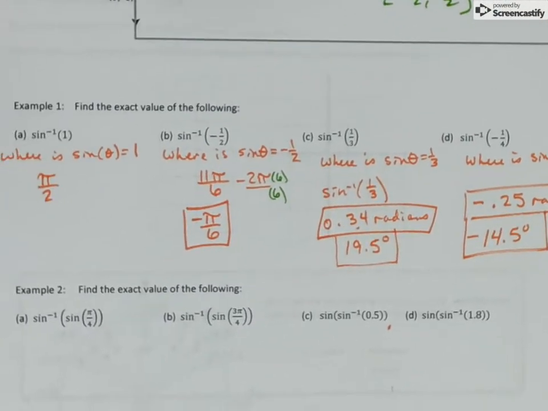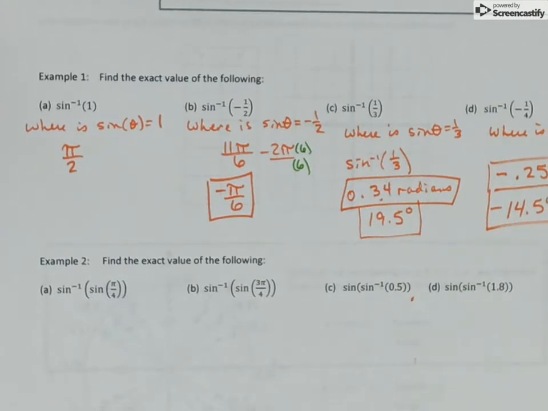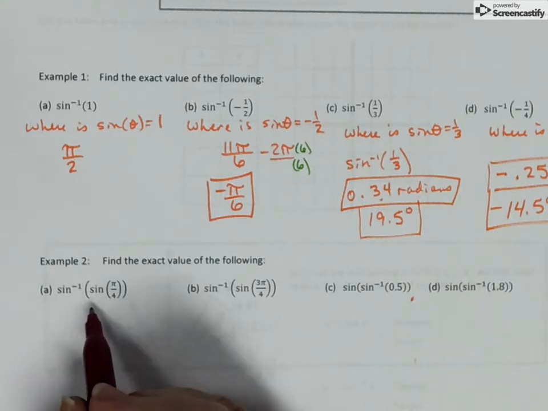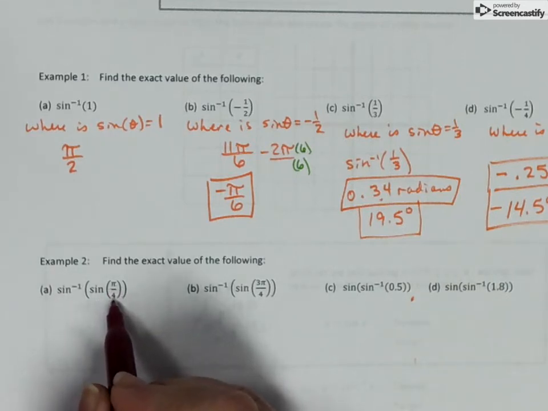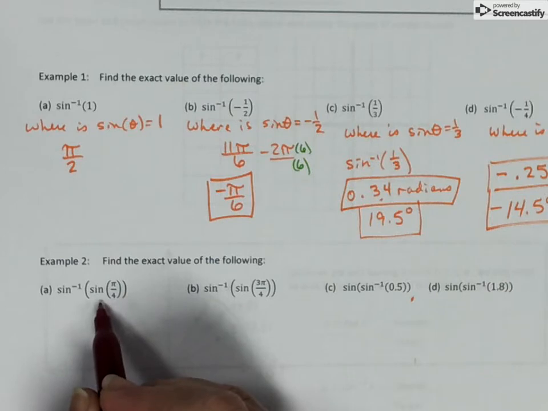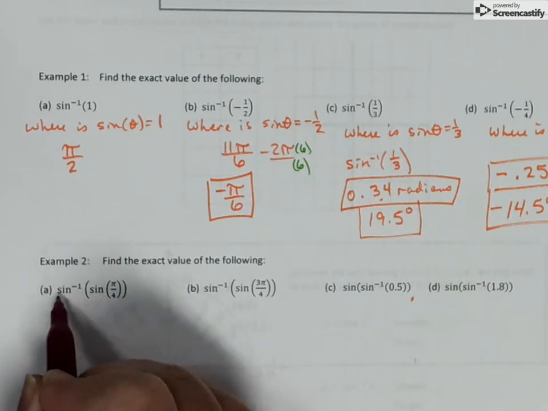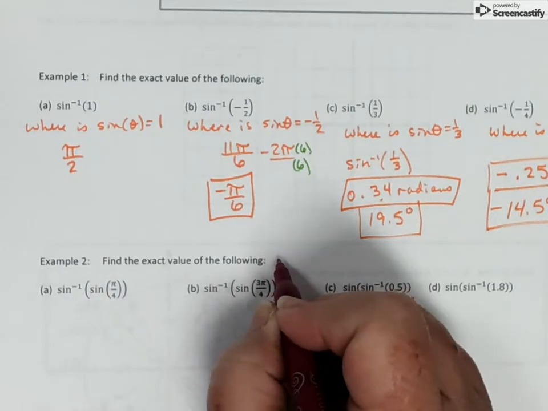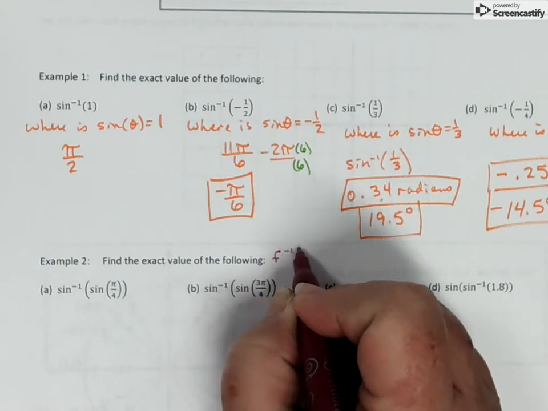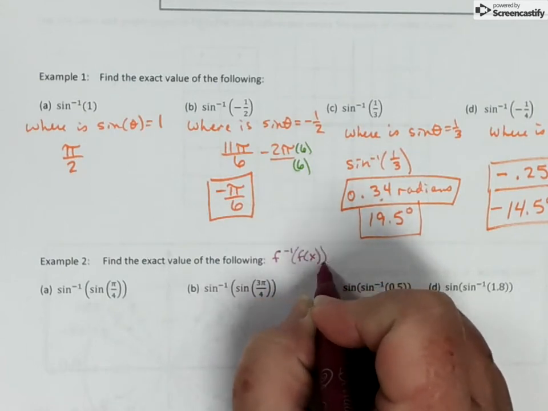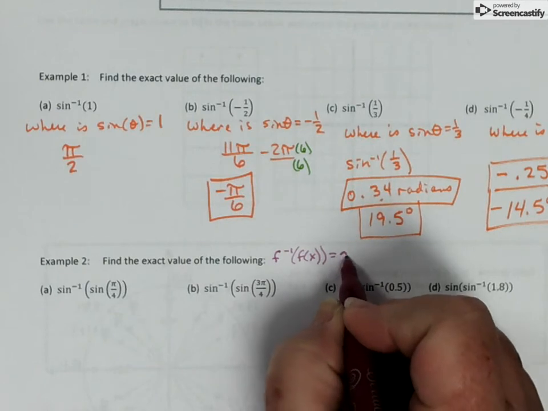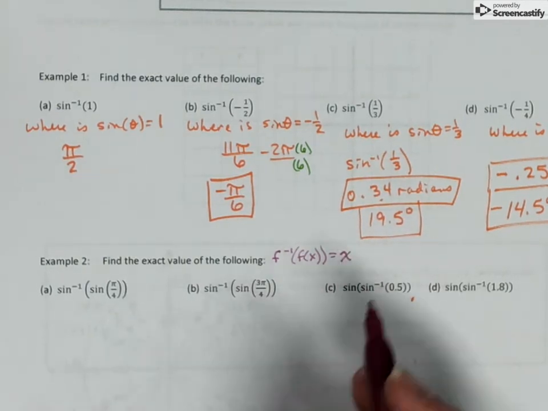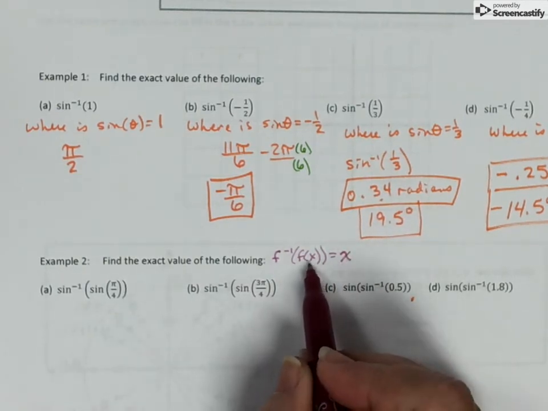So what if I have a problem that's a little more complex? What if I'm looking at a problem that says the inverse sine of the sine of pi over 4? This is a composite function. I have the inverse function composed with the function itself of some value. Remember back when we had the inverse function of the function and we found they were really inverses when it got us back to x? Well, that only is true if x is in the domain.